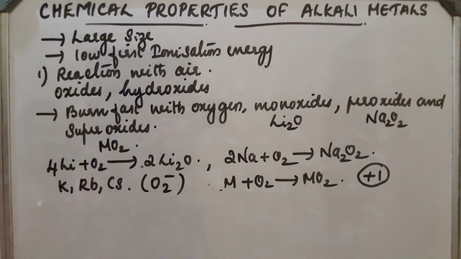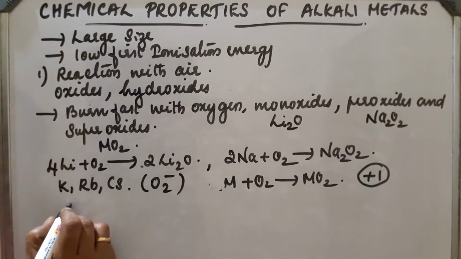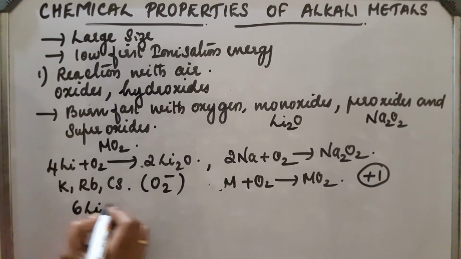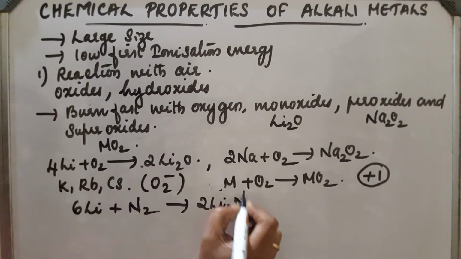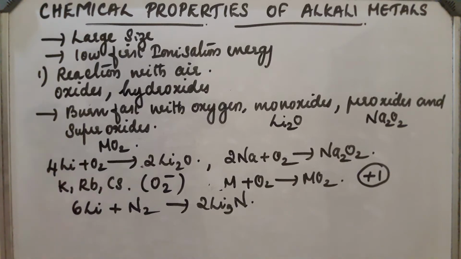Next, lithium has an exceptional behavior: the nitrogen present in the air reacts with lithium and forms lithium nitride. Okay, so the reaction will be 6Li plus N2 gives 2Li3N. Lithium nitride is obtained. Because alkali metals are highly reactive, because of their high reactivity with air, these are kept immersed in kerosene oil. Okay, this is the first property, the reaction with air.